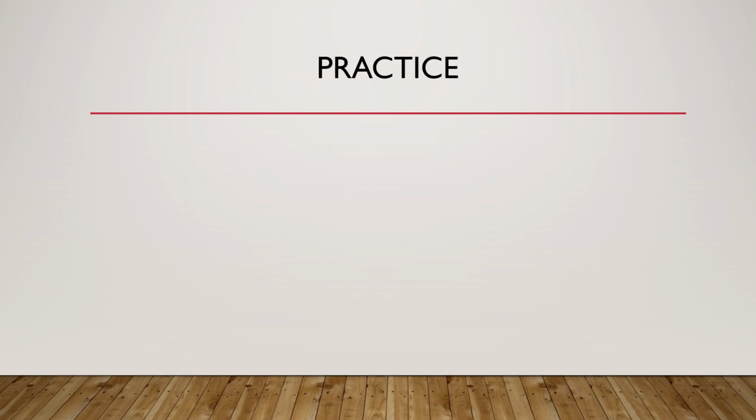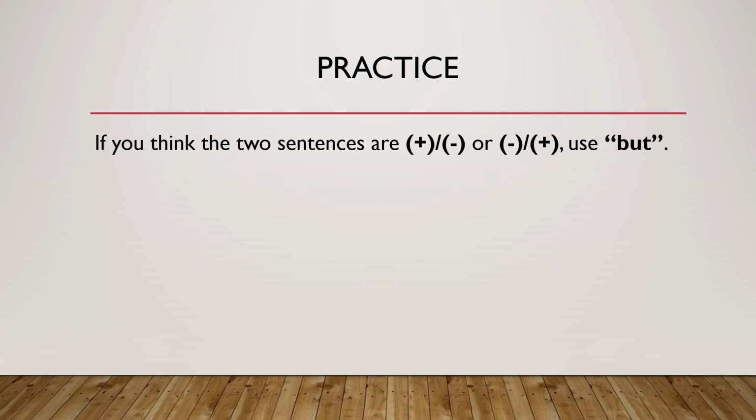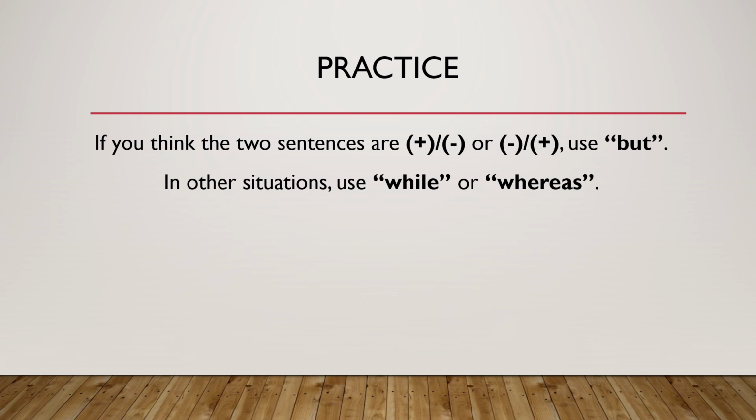Let's practice. If you think the two sentences are plus minus or minus plus, use but. In other situations, use while or whereas. You can choose which word. They are the same. First, Bob can run fast. Jim is very slow. What do you think? Please join the sentences. Then I'll show you my idea.